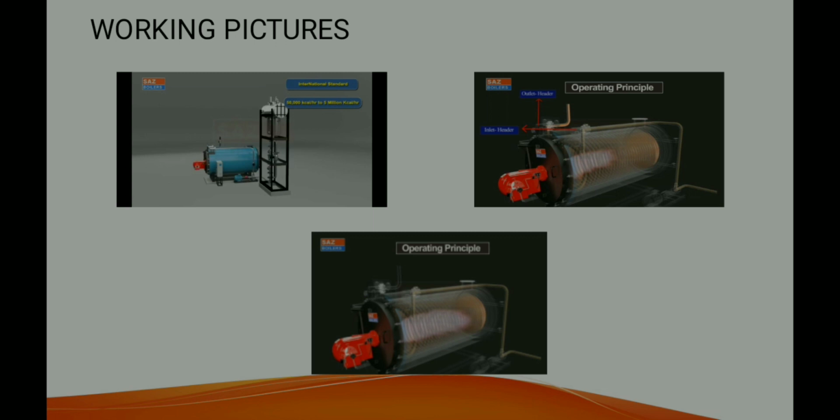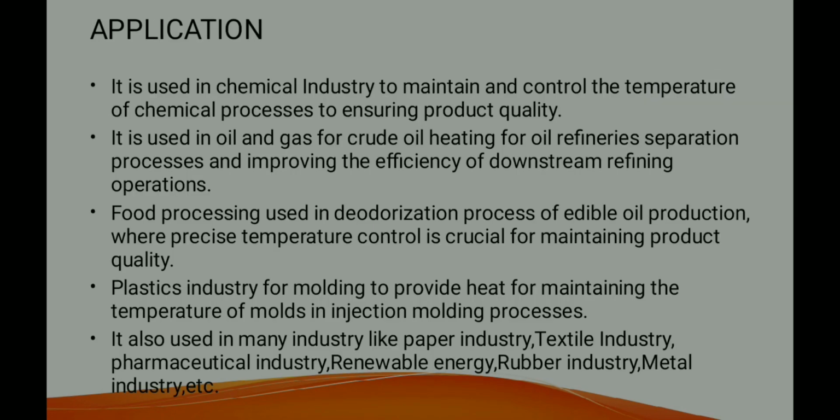And we can control the whole process by the control panel with the specific temperature which is required for the system. Let us look at the applications of a thermal fluid heater. It is used in the chemical industries to maintain and control the temperature of a chemical process to ensure product quality. Usually it is used to maintain the temperature required for the process, which helps ensure the product quality.